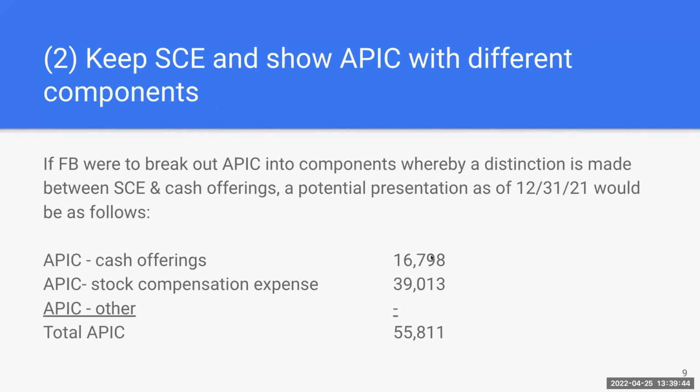And I just made this as an estimate. We show additional paid-in capital stock compensation expense, and then we show this as an other. Now, if we did this, then an investor could just say, oh, if I take this and I add it into the retained earnings, this is what the number really is. So again, it's something that we could definitely do.